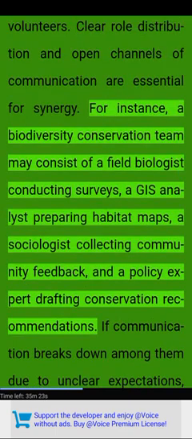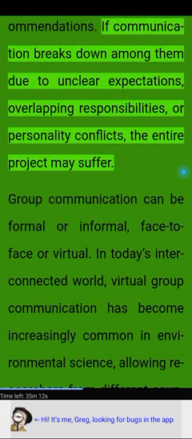For instance, a biodiversity conservation team may consist of a field biologist conducting surveys, a GIS analyst preparing habitat maps, a sociologist collecting community feedback, and a policy expert drafting conservation recommendations. If communication breaks down among them due to unclear expectations, overlapping responsibilities, or personality conflicts, the entire project may suffer.